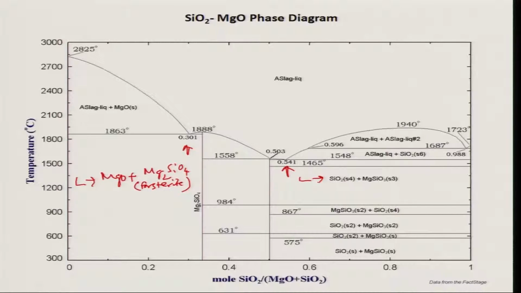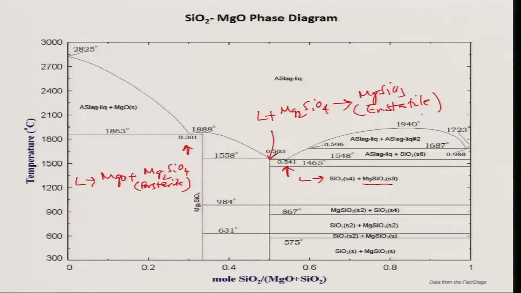So, but in between there is a peritectic reaction here, at this temperature 1558. This peritectic reaction is like this: liquid plus forsterite, Mg2SiO4, going to enstatite. Enstatite is basically MgSiO3, same thing, this one is known as enstatite. Okay.